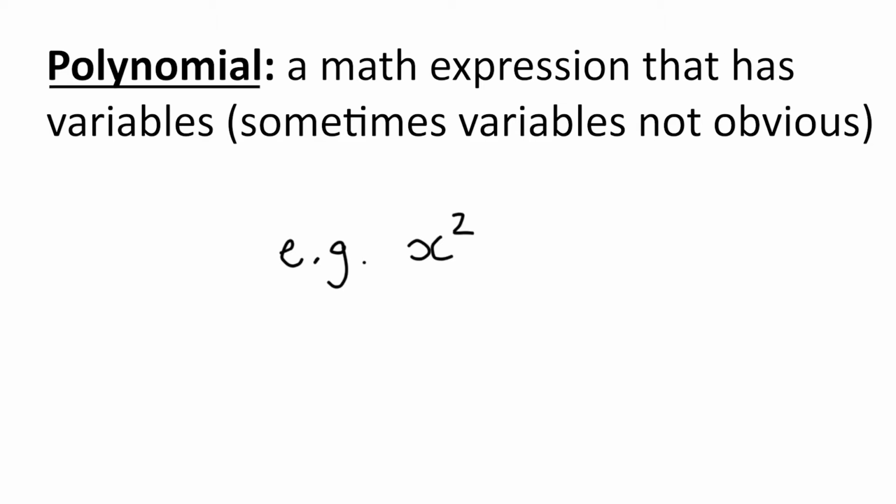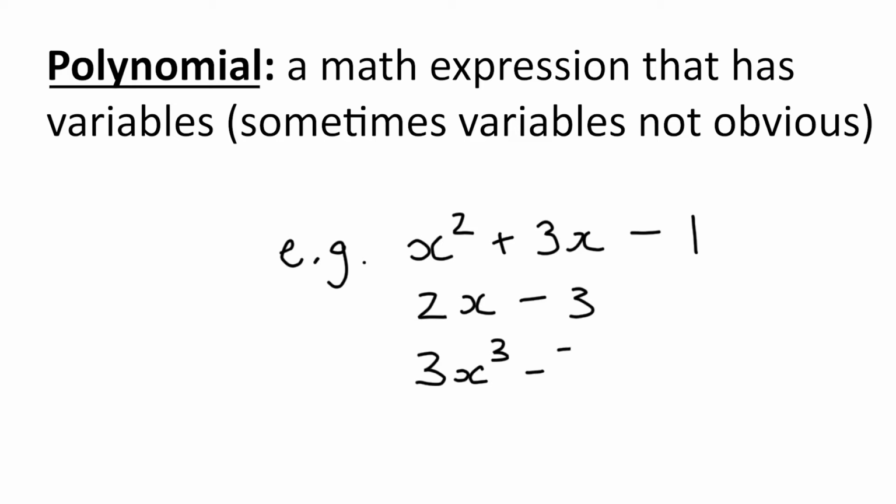x squared plus 3x minus 1 is a polynomial. Another polynomial is 2x minus 3. Another polynomial is 3x cubed minus 7x squared plus x minus 5. So all three of these are examples of polynomials.